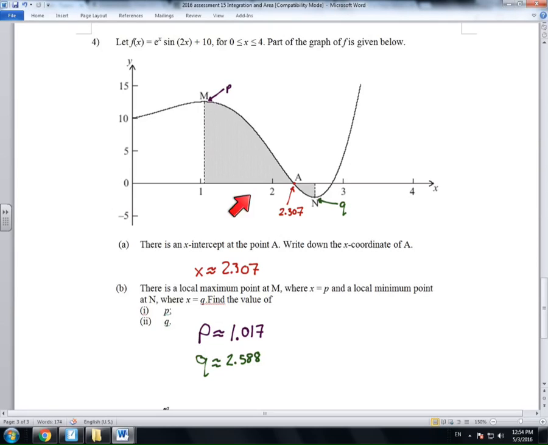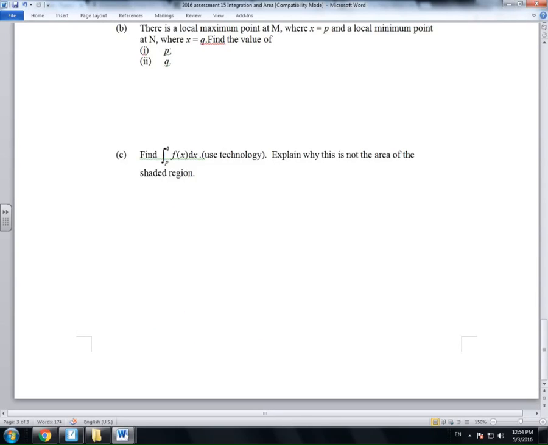It also says find the x-coordinates of P and Q, the maximum and minimum respectively, and I found P and Q to be 1.017 and 2.588. And I'll show you how to do this in just a moment. The last question was find the integral from P to Q of f of x dx using technology.